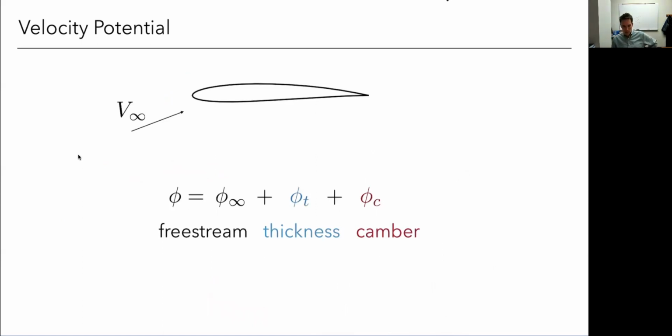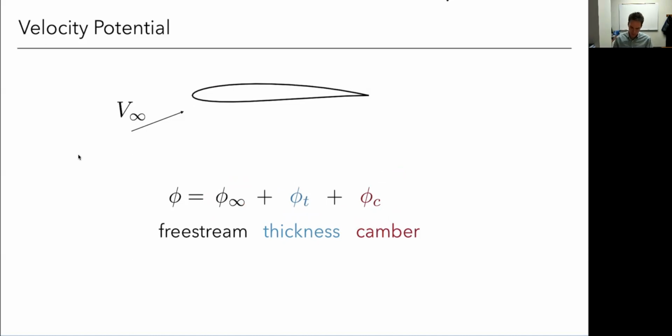And recall that we can use superposition. So it's going to be convenient to think of the flow field around our airfoil as being something due to the free stream, as if there was no body, just the free stream, and then something that accounts for the thickness of the airfoil, and then something that accounts for the lifting parts, the angle of attack and the camber.